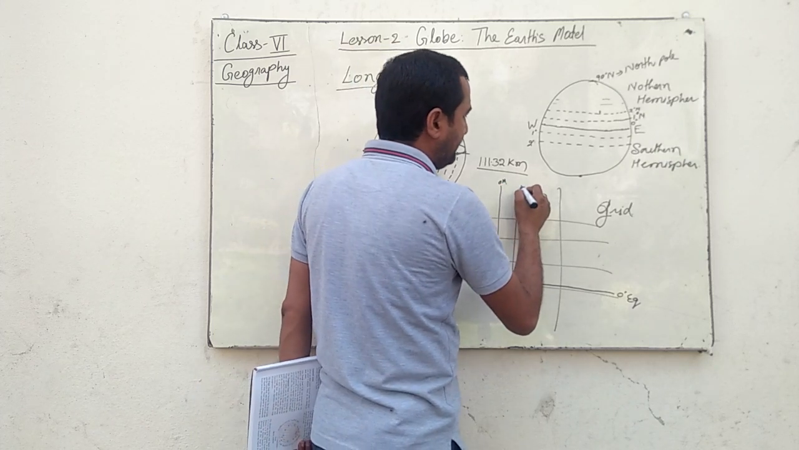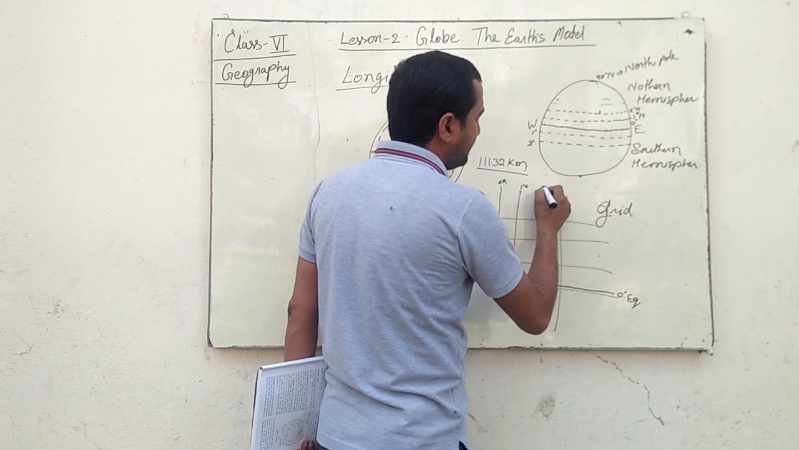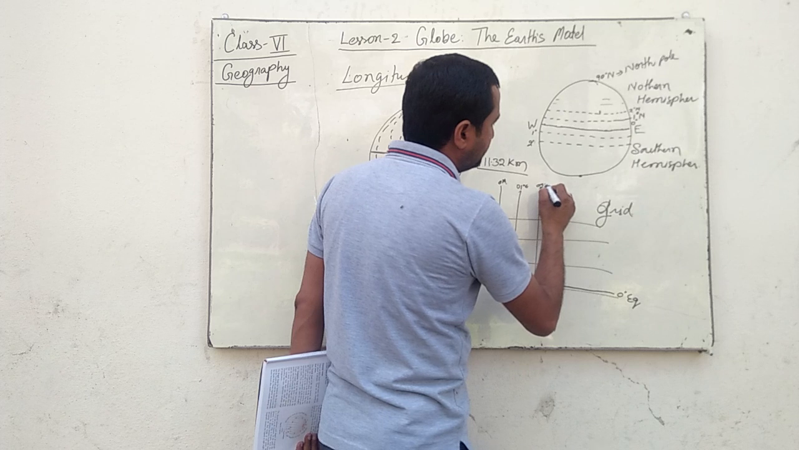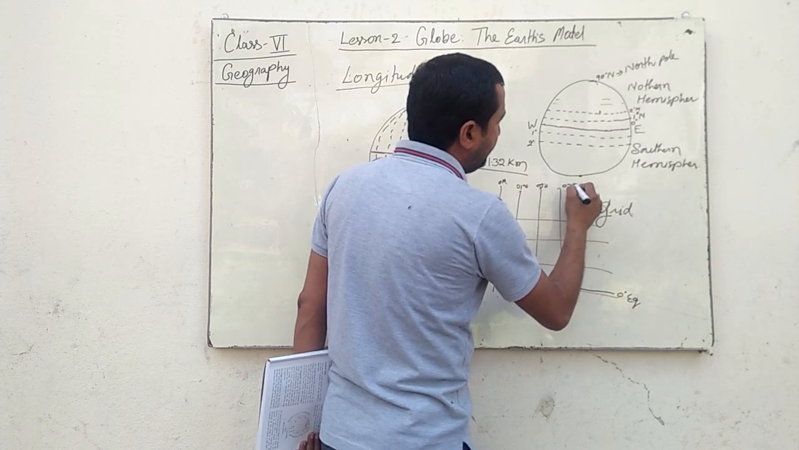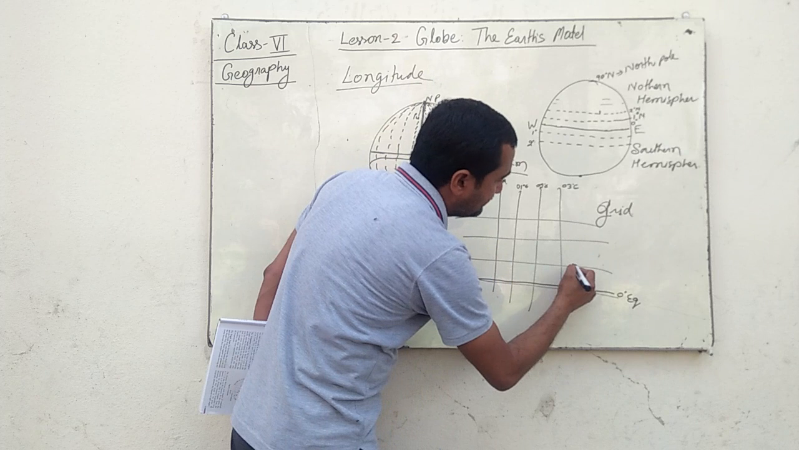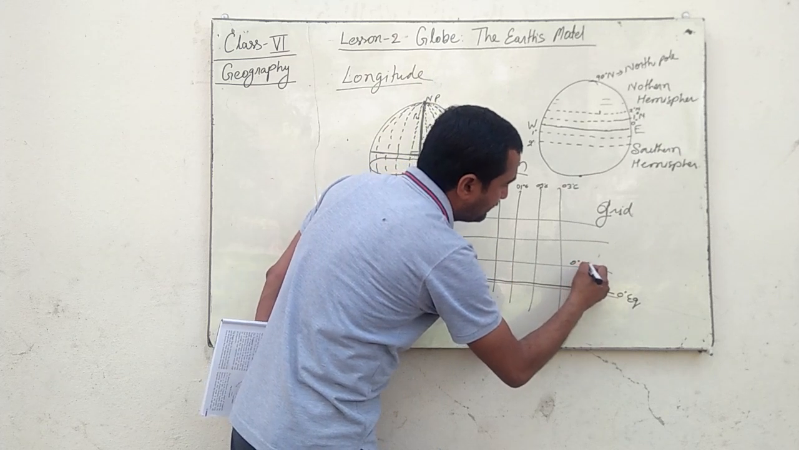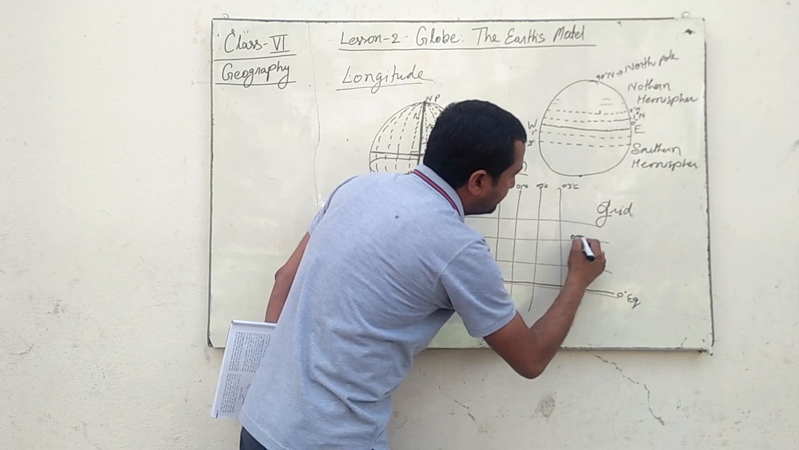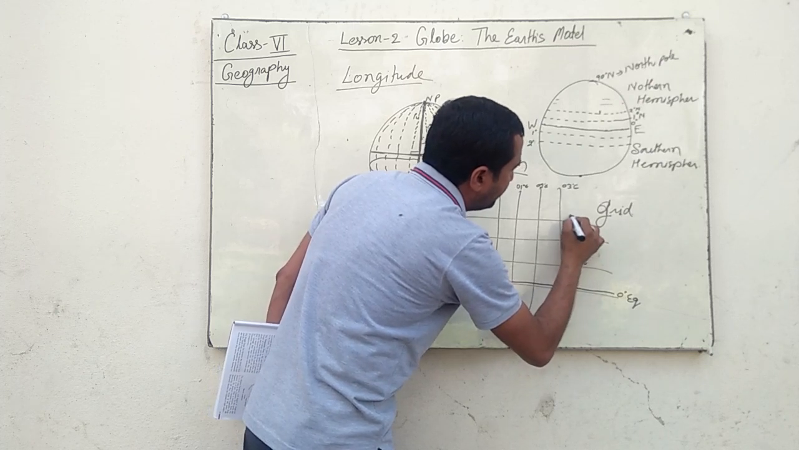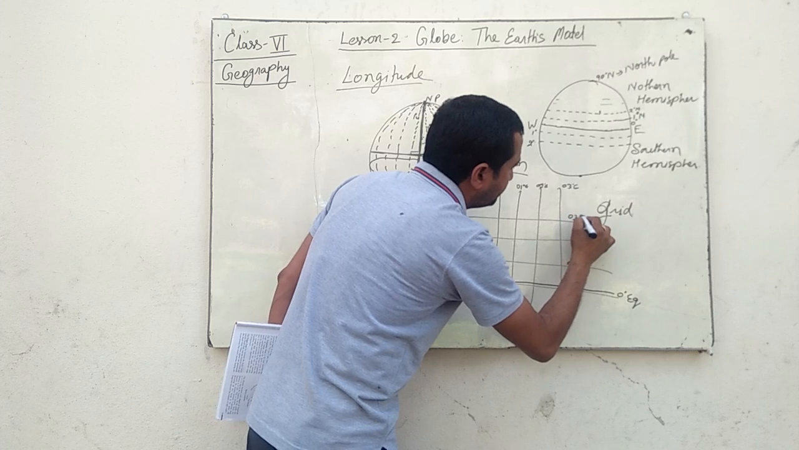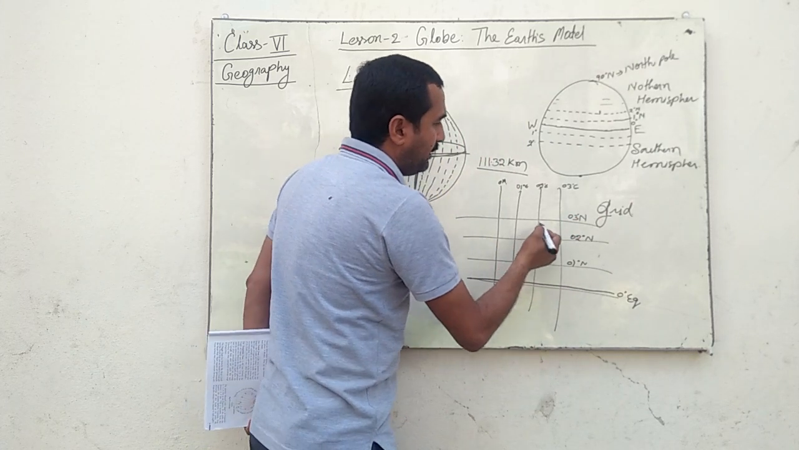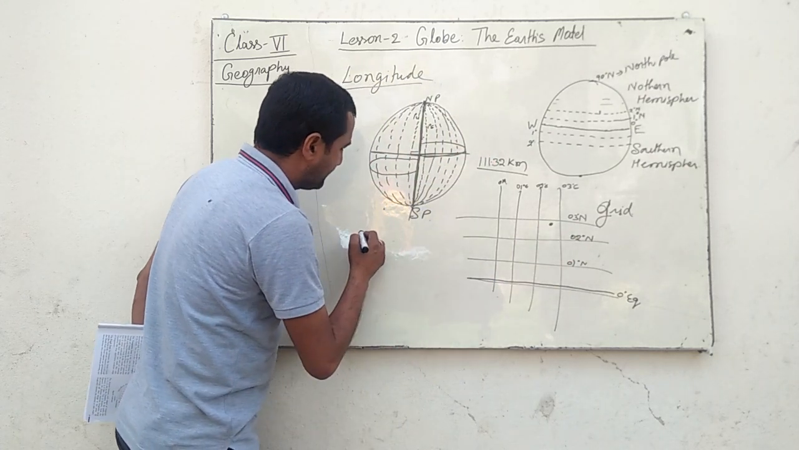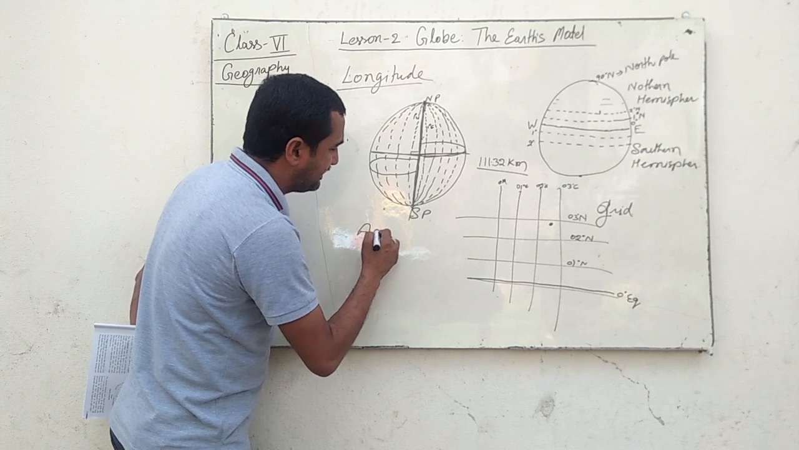So this is 1 degree east, 2 degree east, 3 degree east. In this way, this is 0 degree north, 1 degree north, 2 degree north, 3 degree north. So, suppose place A is located here. What is the grid location of place A?